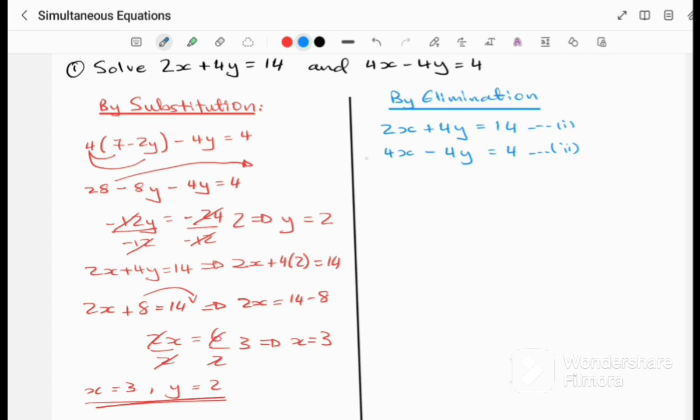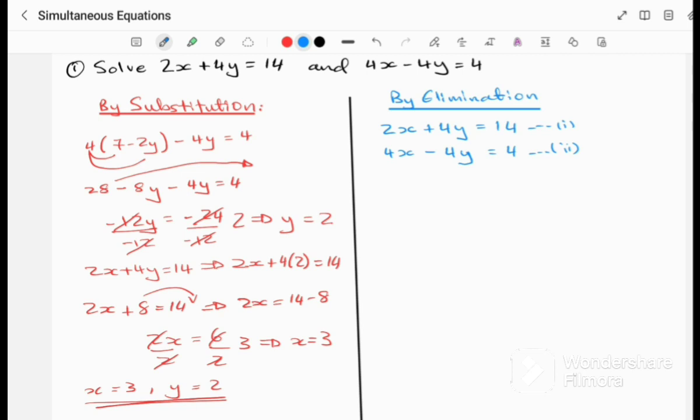How we eliminate is by subtracting equation 1 from equation 2. So we're going to put a minus sign and we're going to subtract each component. So we're going to do 2x minus 4x, 4y minus 4y, 14 minus 4. But our goal is that one of the variables is going to be eliminated.